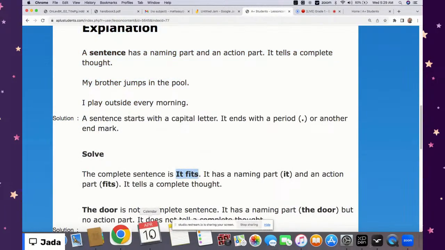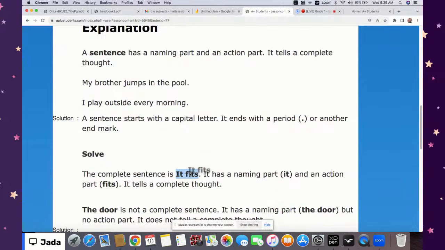It fits. Now, it fits is a complete sentence because it here is the naming part and fits here is the action part. So it tells a complete thought. It fits. This is a complete one. And then when you just say the door, the door is not a complete sentence because it only says the door. What happened to the door? We have no idea. So the door is not a complete thought or a complete sentence, but it fits is a complete sentence.